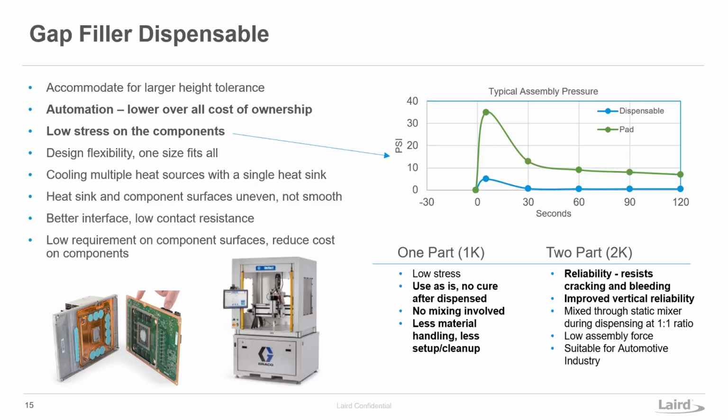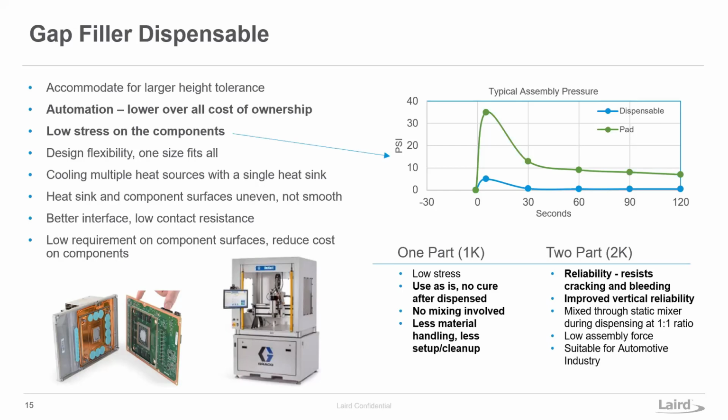There is a certain amount of assembly pressure that if you assemble something quickly with a pad, you're going to get a spike in the pressure where you won't get with a dispensable, and those spikes in pressure potentially can damage the components. So in those type of more delicate applications, people will look to dispensables.